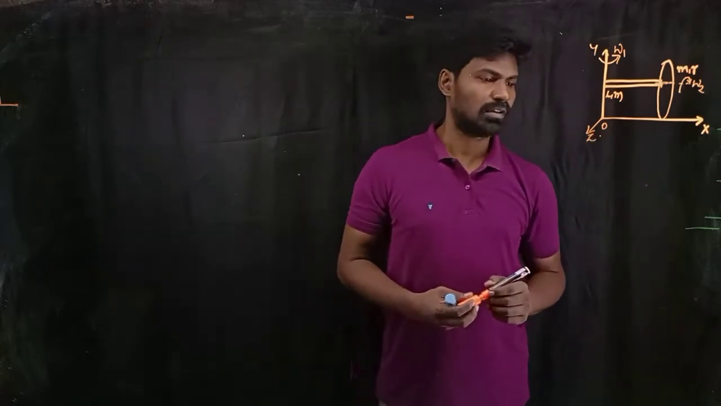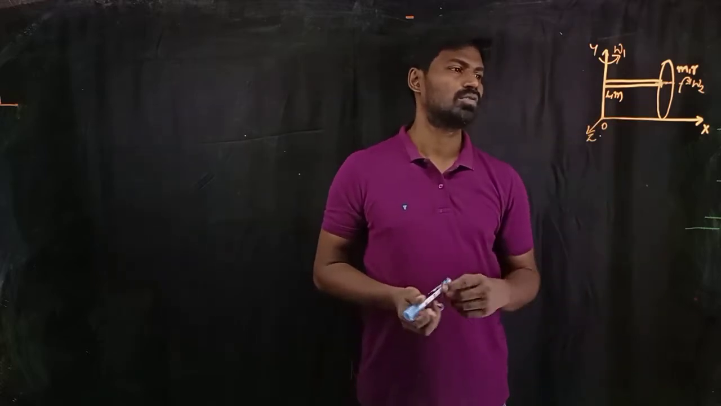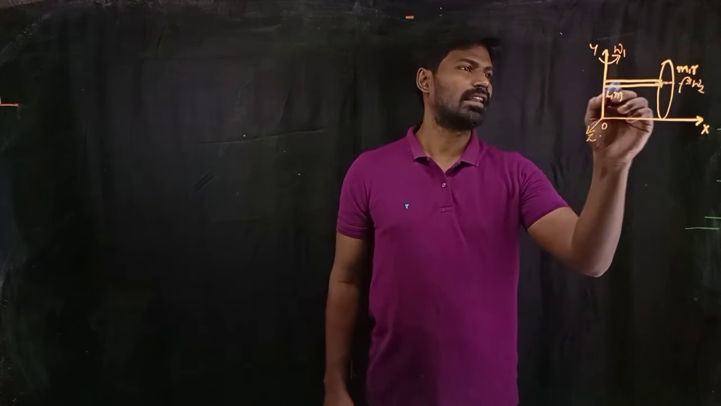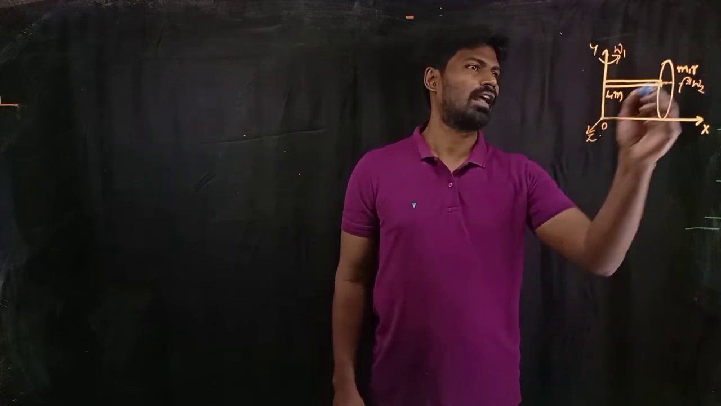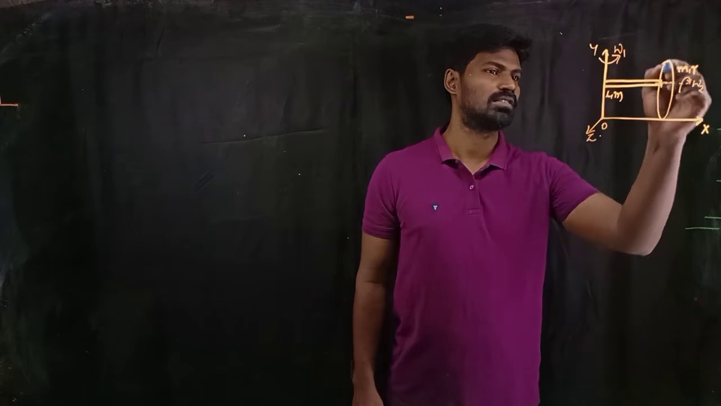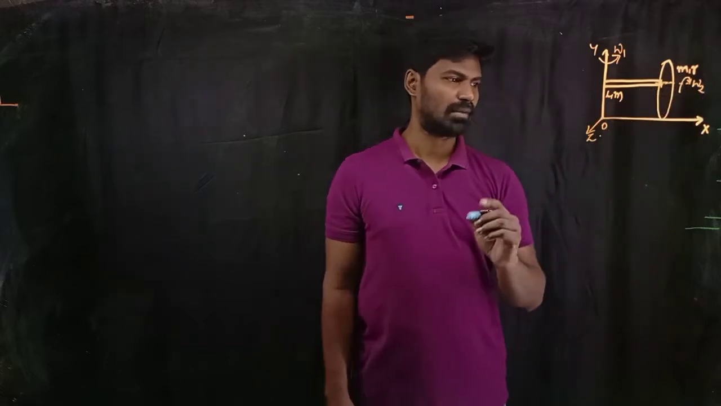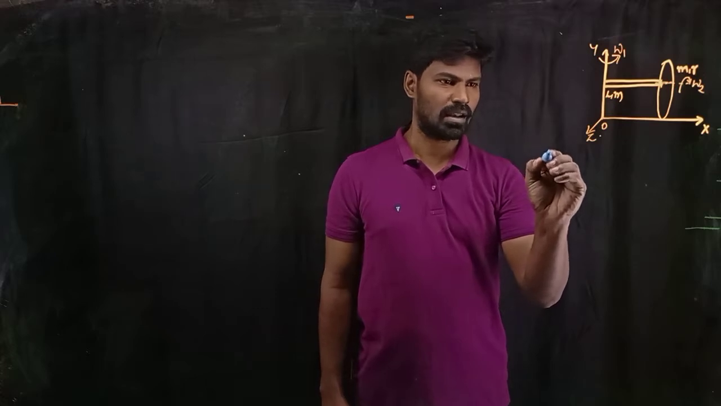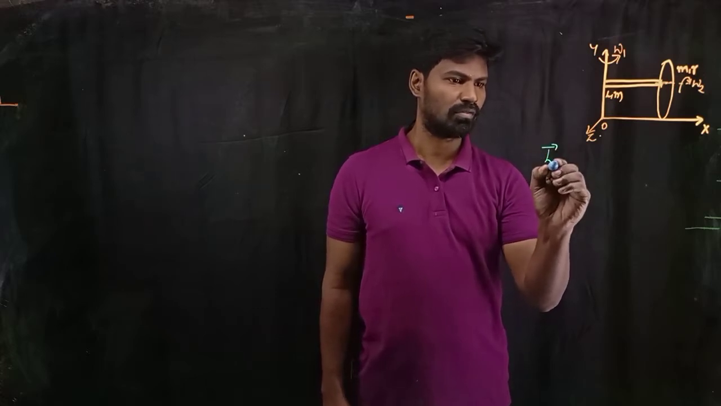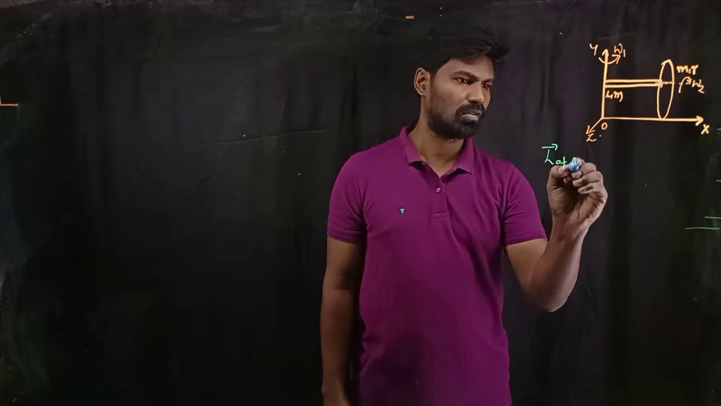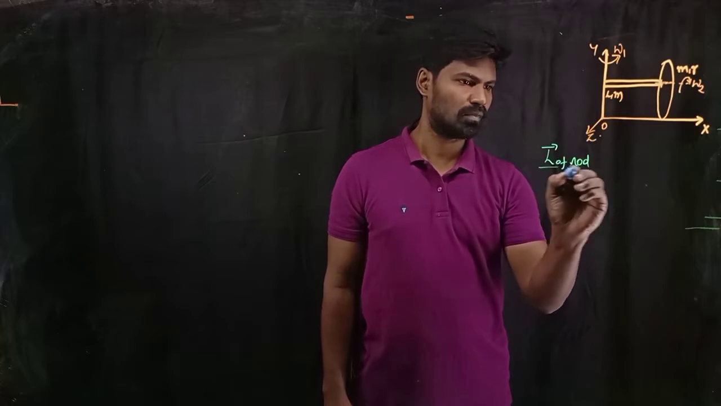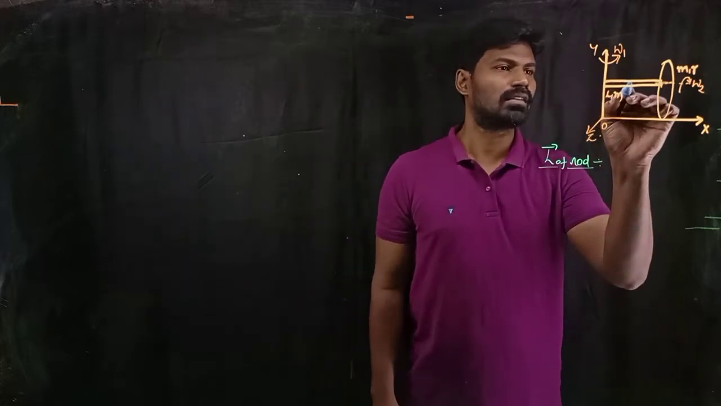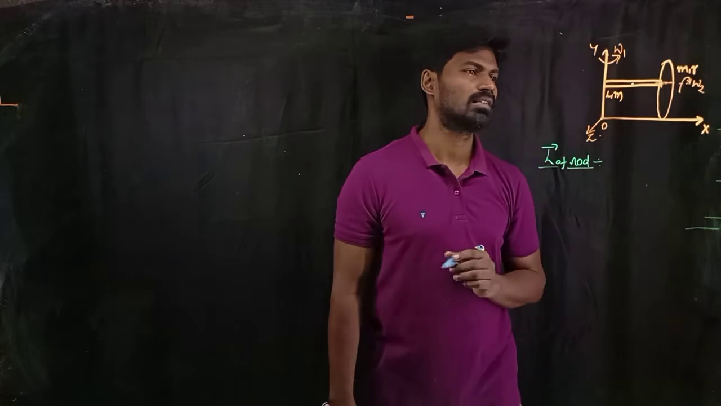To answer this question, I am splitting this into two problems. One is calculating the angular momentum of this rod about O, and another one is calculating the angular momentum of this disk about O. So first thing I am calculating here is angular momentum L bar of rod. To calculate the angular momentum of the rod, if you look at its center of mass, this is the location of center of mass.